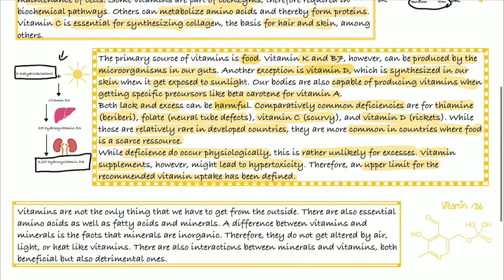So those are not the only things that we have to get from the outside. There are also the essential amino acids and fatty acids, as well as minerals. A key difference between vitamins and minerals, for example, is that minerals are inorganic and therefore they do not get altered by external influences like air, light or heat. And there are also interactions between minerals and vitamins, both beneficial but also detrimental ones. Now, actually, you could make whole lectures about each of these vitamins. This was just a very basic introduction into the whole principle.